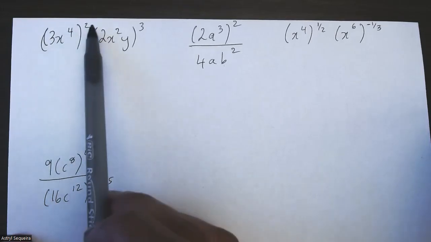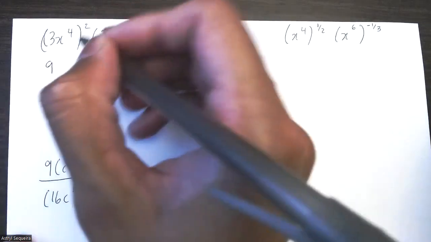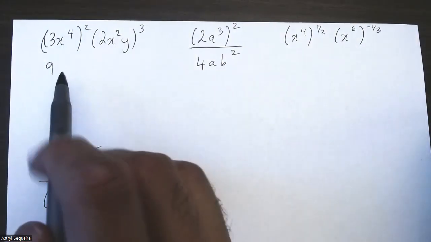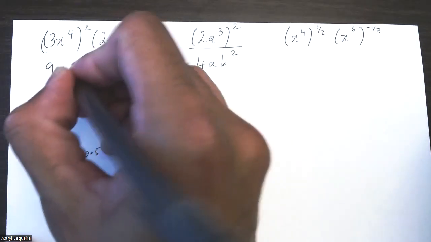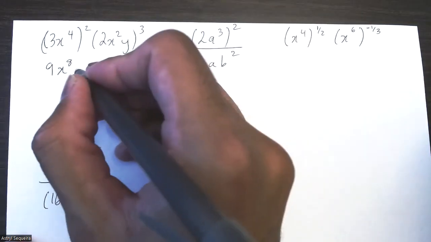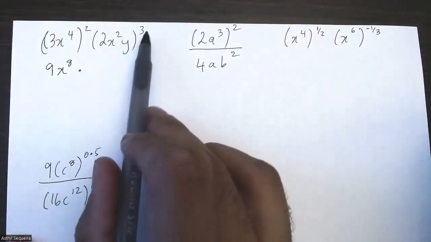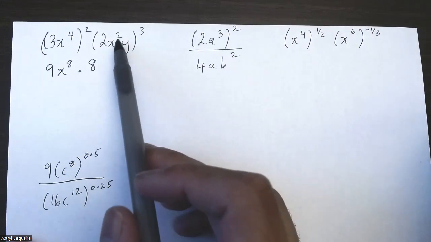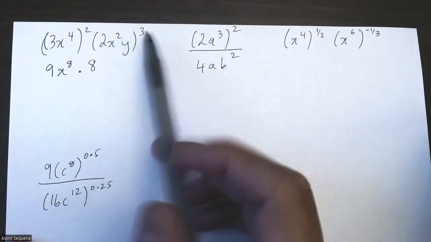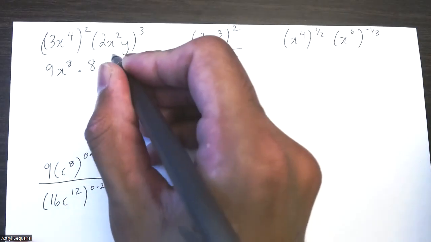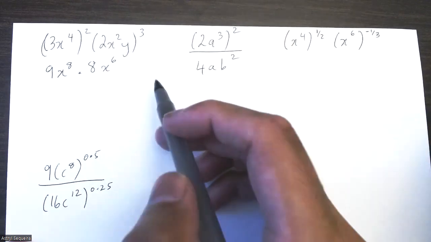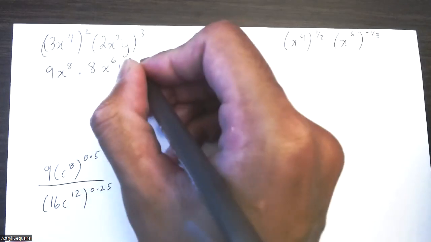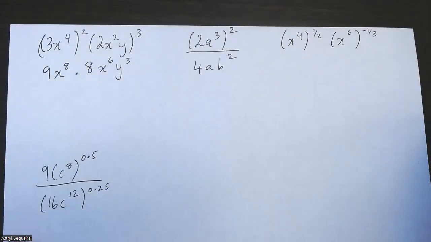I'm going to start with 3 squared, which is 9. And then over here, I'm going to multiply my exponents because exponent means multiplication. So it's going to be 9x to the power of 8. 2 cubed is just 8. And then if I multiply the exponents here, 2 times 3 is 6. So I have 8x^6. And then 1 times 3 is 3. So I just have y to the power of 3.